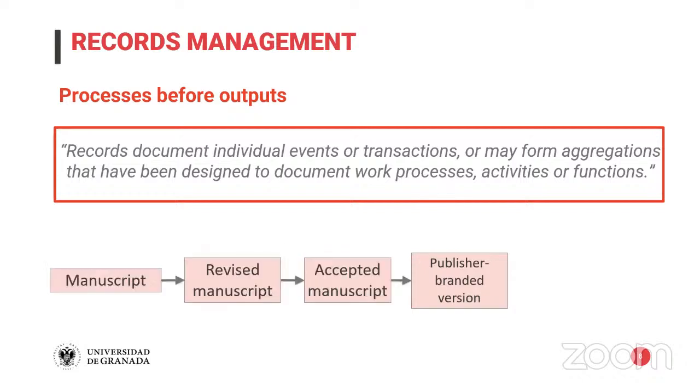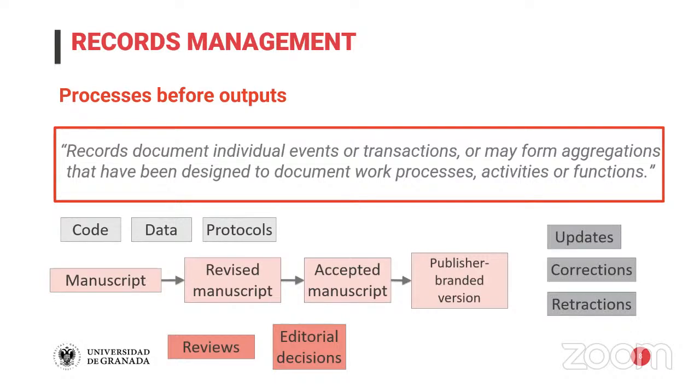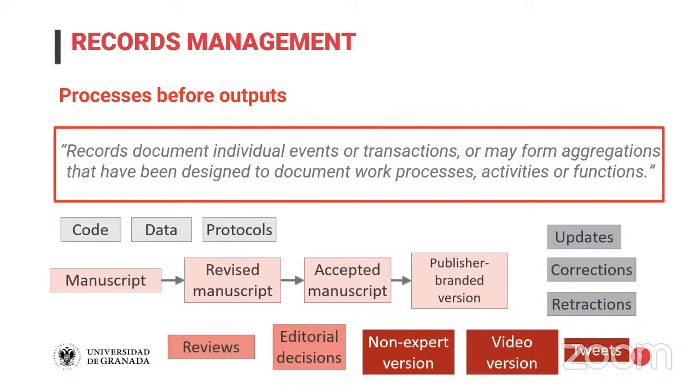But more recently, we have realized that, in fact, there are many versions of the documents, and many kinds of outputs related to the same project that we should take into account, such as code, data, protocols, reviews, and editorial decisions, and there are now declarations that they should be open as well. Updates, corrections, retractions, or other kinds of outputs related to the main report, like non-expert versions, video, or tweets.